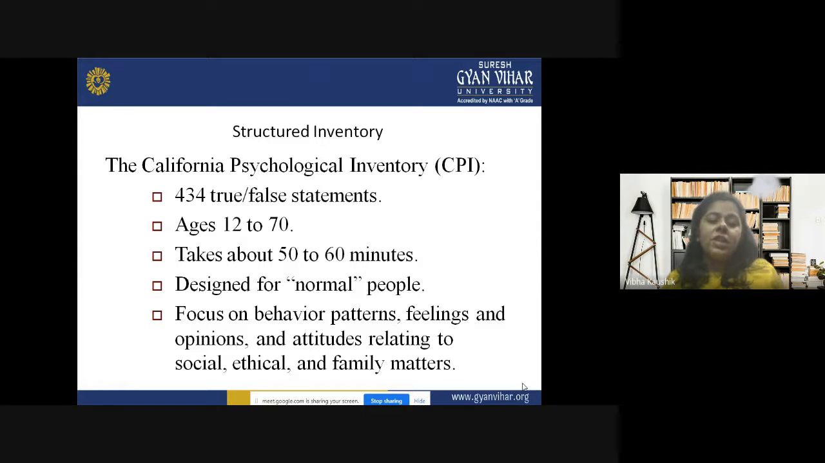Age 12 to 70 years means that the test can be applied from 12 years to 70 years of age. It takes about 50 to 60 minutes to complete, as an individual needs almost 50 to 60 minutes. This test was designed for normal people. It focuses on behavior patterns, feelings, opinions and attitudes relating to social, ethical, and family matters.